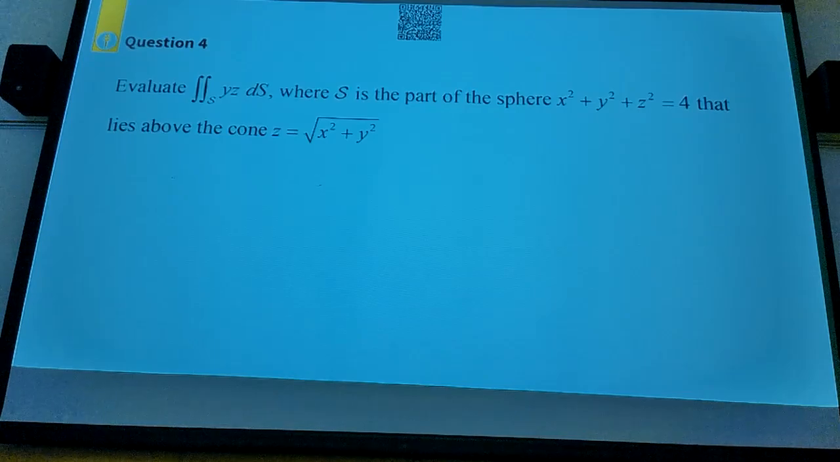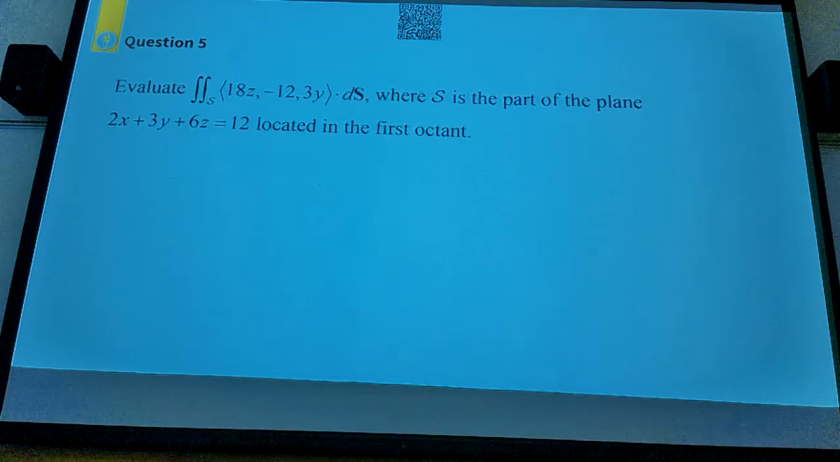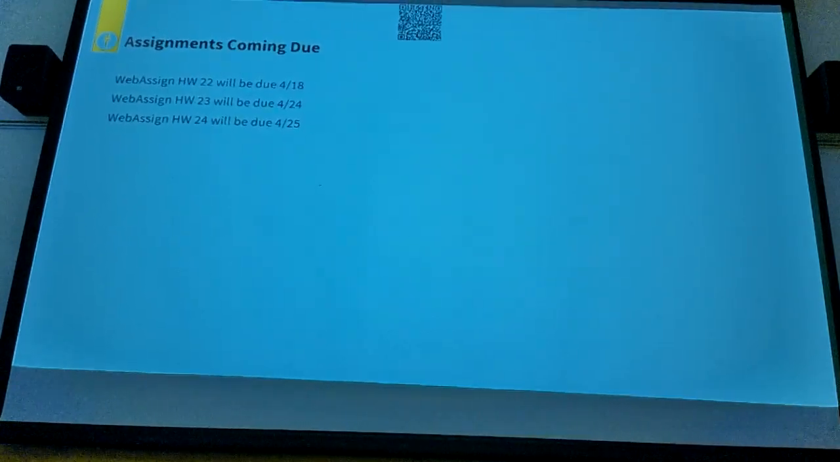I'm going to let you look through that at home. Because on Friday, I'm going to start with flux. So I'll start here tomorrow. Do is now stop the recordings.